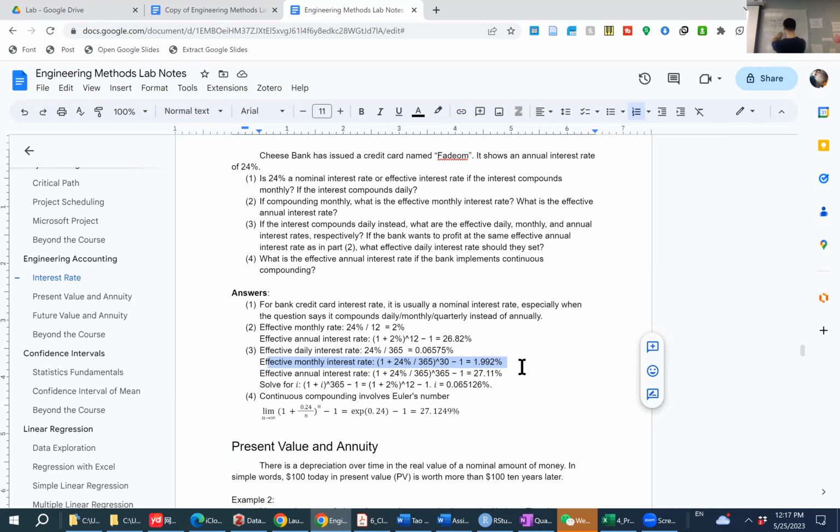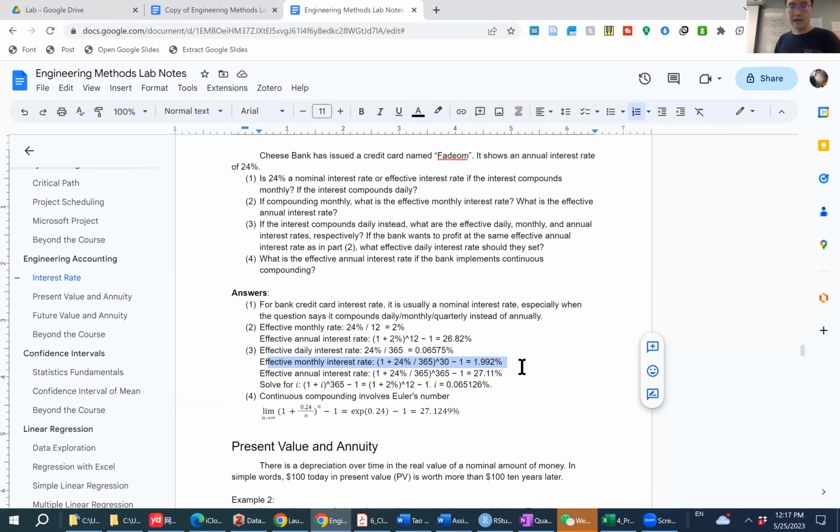So this quantity is the effective daily rate. But to find the effective monthly rate, we would raise this quantity to the power of 30. Then we subtract 1. So the remainder is the interest part. And this quantity is 1.99%. So any questions on part 3?